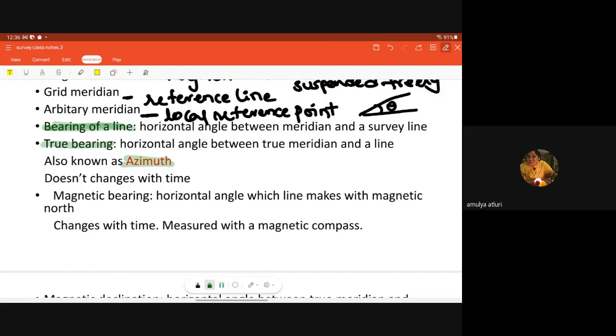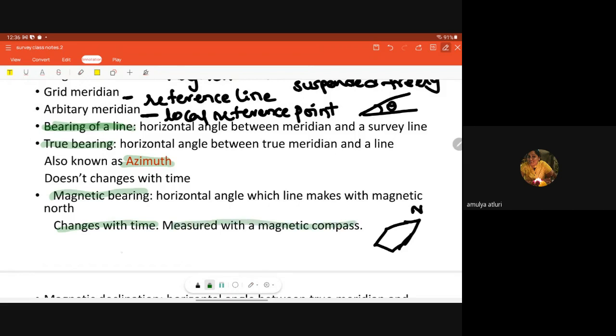Next, magnetic bearing. What is magnetic bearing? It is the horizontal angle which the line makes with the magnetic north. What is magnetic north? When the magnet is suspended freely, it has a tendency to point in its north direction. So the horizontal angle which the line makes with the magnetic north is nothing but magnetic bearing. It changes with time, so it is not constant.